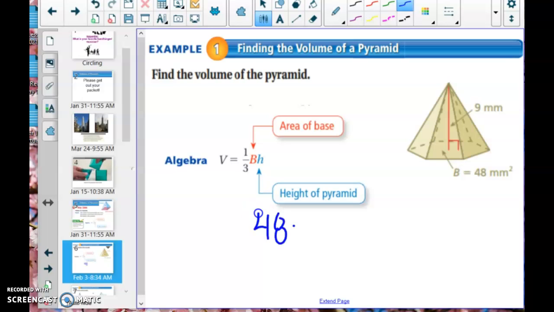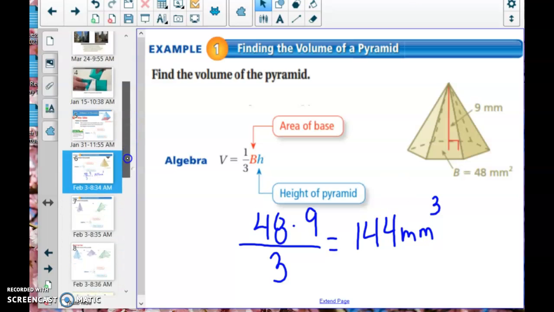I'm going to times that by the height. And for finding the height of a pyramid, you have to use the inside height, because remember, volume is how much the shape can hold, how much is inside of the shape. So I will multiply that times 9, but then because it's a pyramid, I'm going to divide that answer by 3. So 48 times 9 divided by 3, this pyramid can hold 144 millimeters cubed of stuff inside that pyramid.